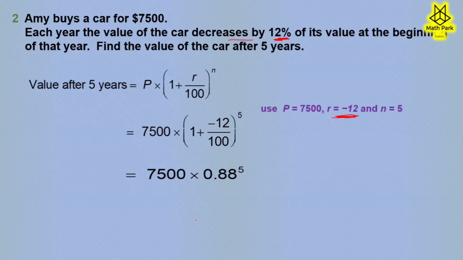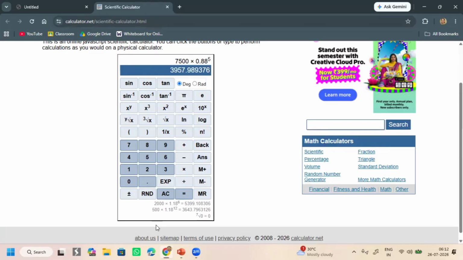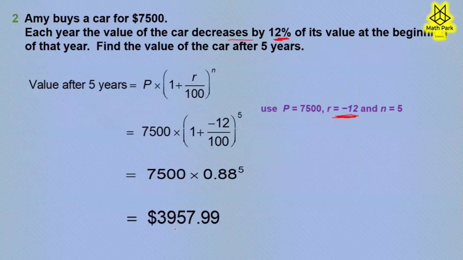So let's use our calculator now. 7,500 times 0.88 raised to 5, which gives 3957.98. Rounding to two decimal places, this is the value of the car after 5 years.